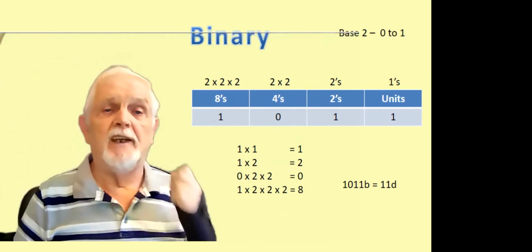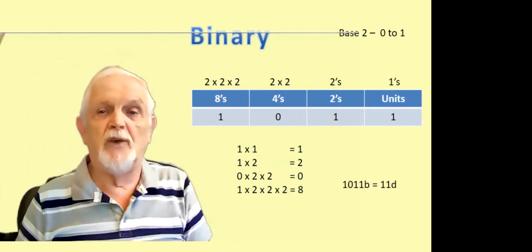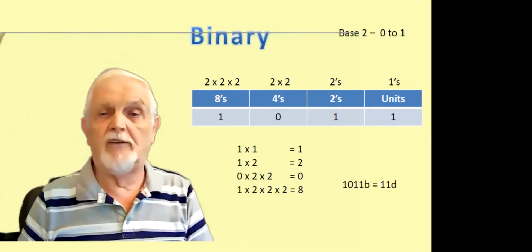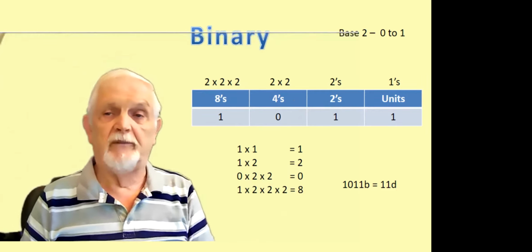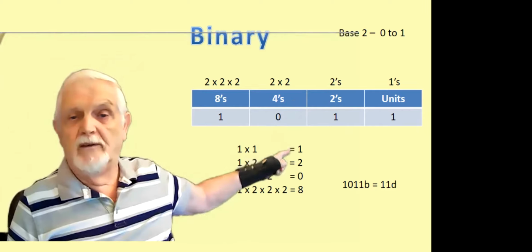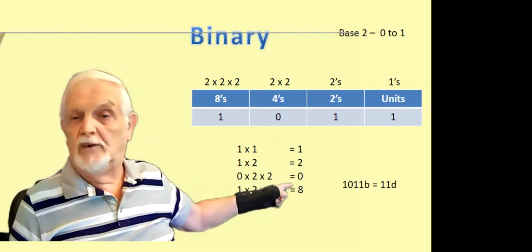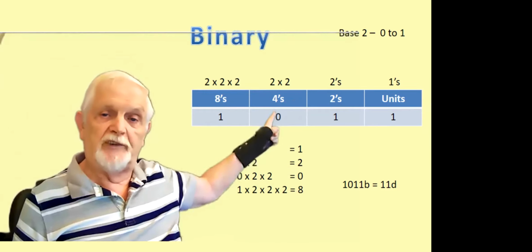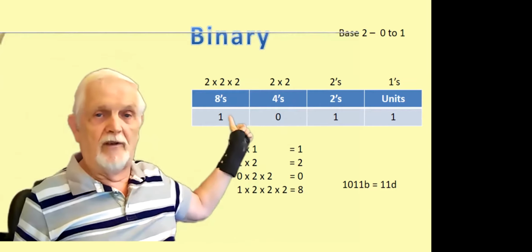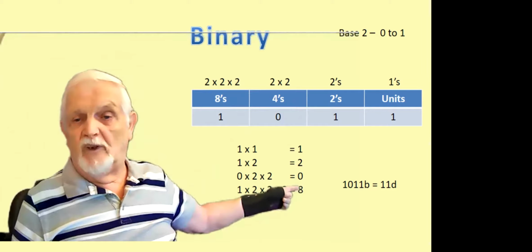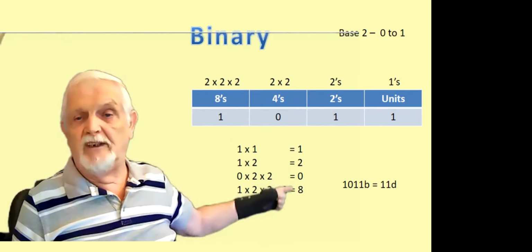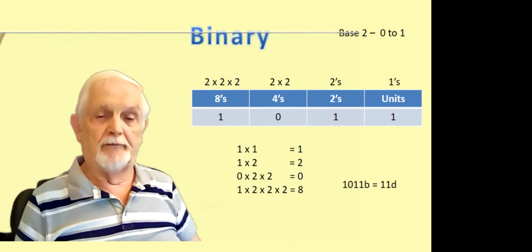So if we see a number 1011 there, it's not 1011. It's a binary number in this case. So it's 1 lot of 1, 1 lot of 2, there's no lots of 4s, and there's 1 lot of 8s. In other words, 8 plus 2 plus 1, 11. It's 11 in decimal.